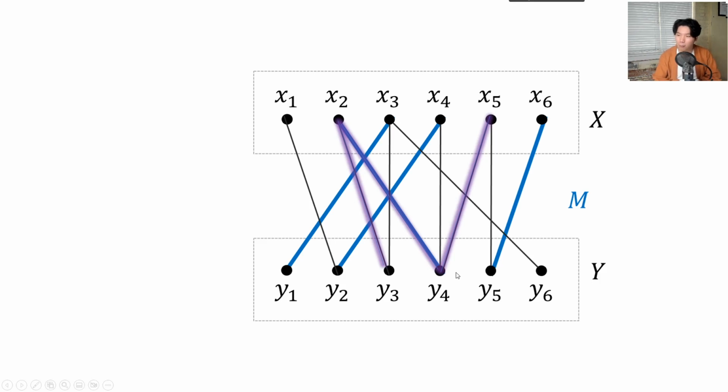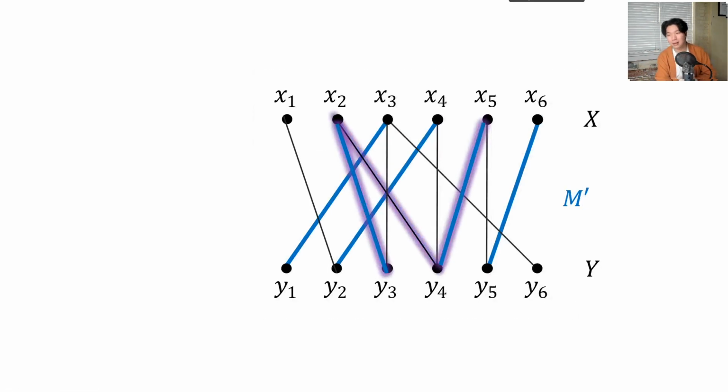So right now, again, y3 to x2 and y4 to x5 are not in my matching, whereas x2 to y4 is. We're going to reverse those. So like what I have here. I went ahead and I reversed my matching. Now y3 to x2 and y4 to x5 are in my new matching. Let's call it M prime. So I'm still a matching here, and now I have an even larger matching.